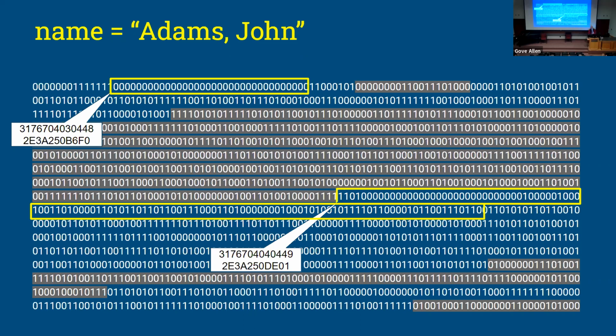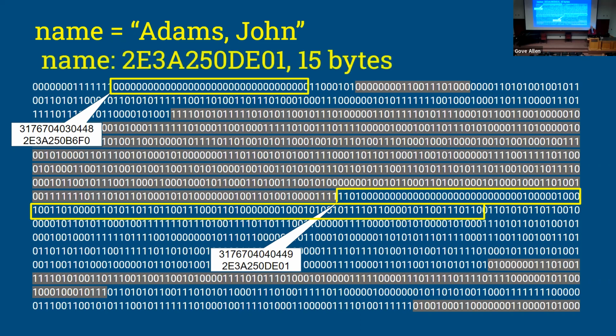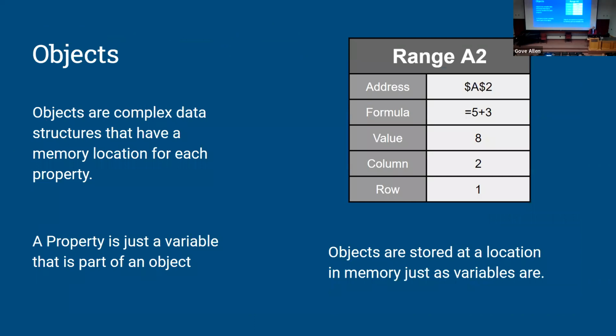So the operating system says, here's where you start. It keeps track of the fact that that's been given to the VBA interpreter or given to Excel. And then it makes sure that whoever's accessing it is who is allowed to access it.